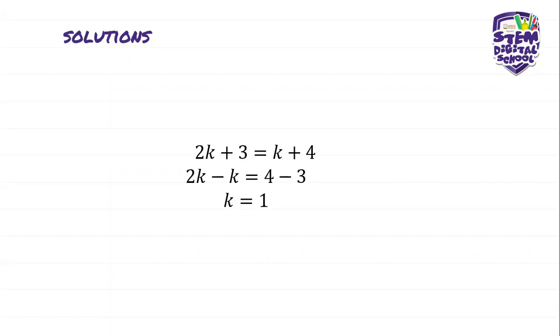Exactly. So now you have tested whether the solution is correct by substituting the value of k in the original equation. And I fully agree with you, Nosipho, that on the left-hand side, the value of the expression will be 5, because if you multiply 2 by 1, you get 2. 2 plus 3 is 5. Again, on the right-hand side, you'll have 1 plus 4.